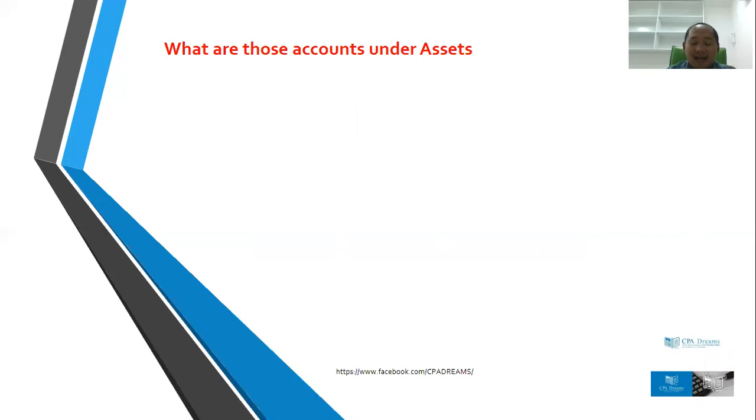So, what are assets? Assets is what you own. Okay, this is what you own. This is what the companies own. So what are the accounts under assets? We have cash, we have accounts receivable. These are your collectibles from the customers.